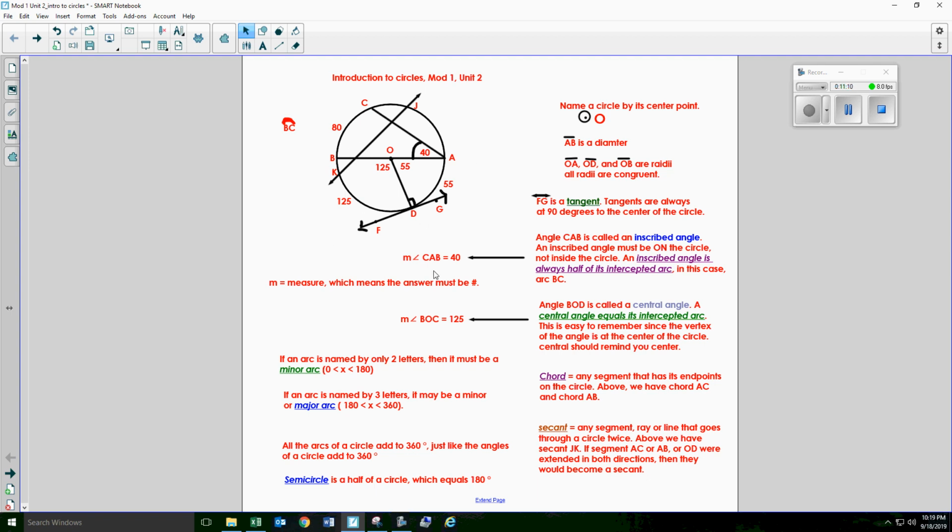to connect B to C or whatever arcs you're talking about here. Major arcs are usually always named by 3 letters. Okay, unless you literally didn't have, no, you're going to have to. It has to be 3 letters.